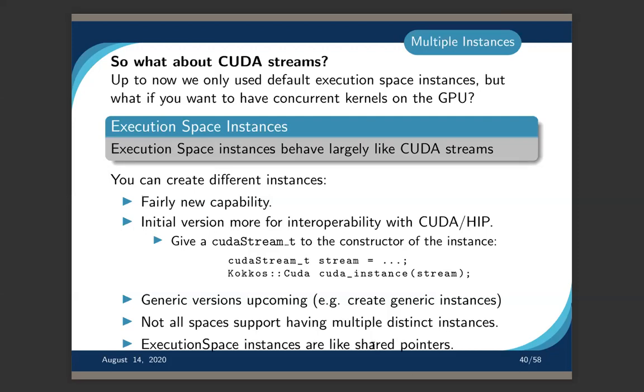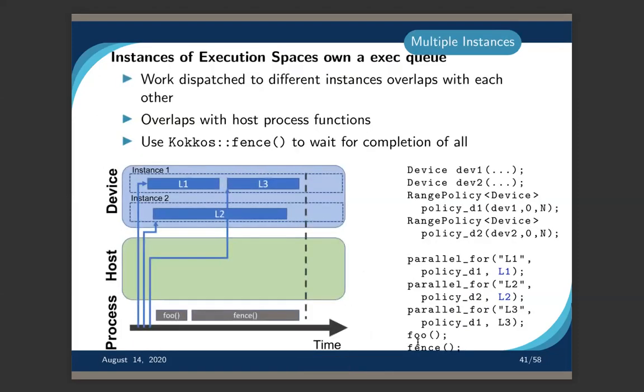One thing about this is execution space instances are like shared pointers. So you can just hand them off by value. Each unique instance of an execution space owns its own execution queue. So work dispatched to different instances can overlap with each other, also with a host process. And you can call Kokkos fence to wait for all of them.